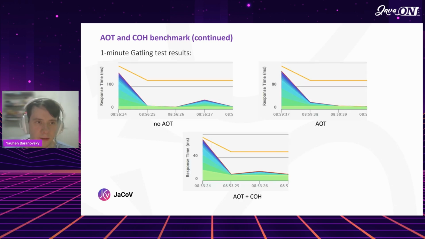And here you can see some graphics from the Gatling test. After I captured the caches, I ran a comparative 1-minute test with each setup. Here we can see that naturally the JVM application has some startup spike of around, I don't know, 150 maybe milliseconds. With AOT, it's reduced by maybe around 90. And with AOT and compressed object headers, it's reduced even further. So the numbers speak for themselves.